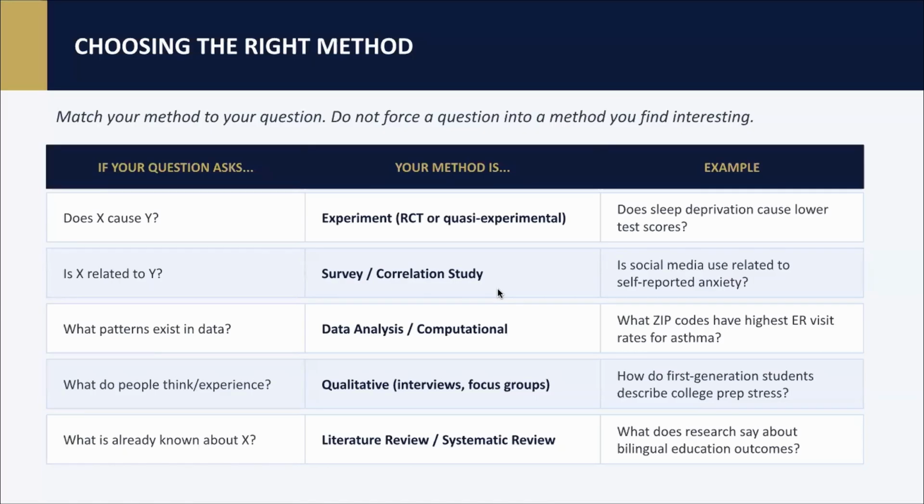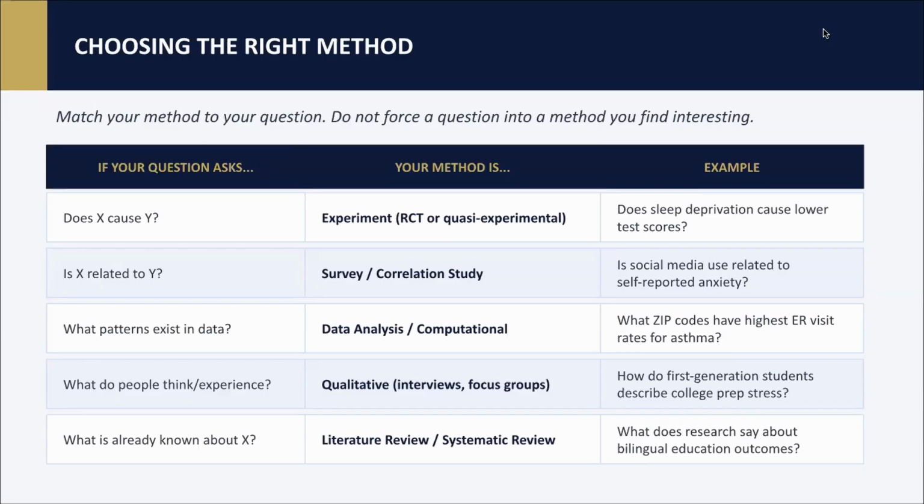Choosing the right method. Match your method to your question. Don't force a question into a method you find interesting. For example, if your question asks, does X cause Y? Your method should be experimental. And the example is, does sleep deprivation cause lower test scores?